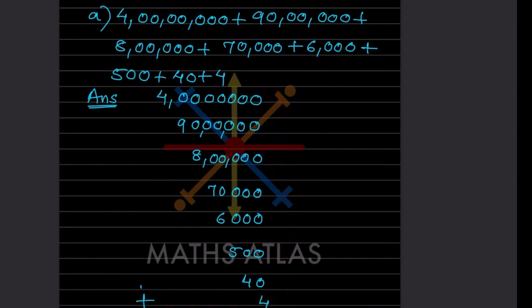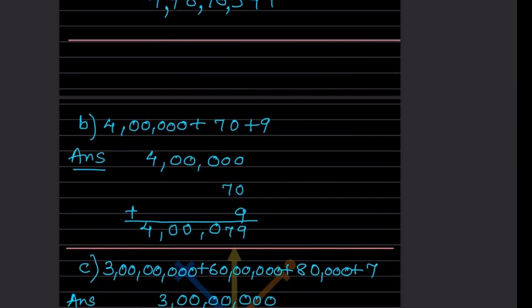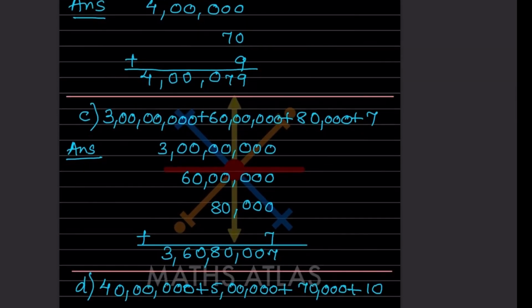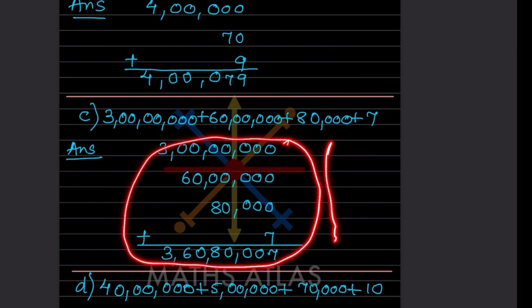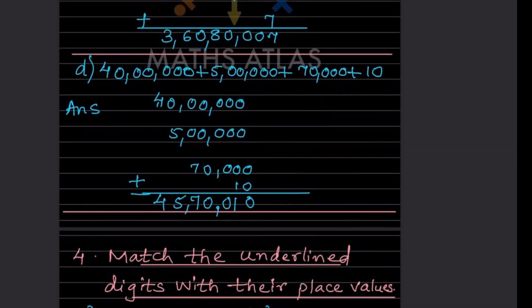Hope that is clear. Now look at the next row here. Again you write this over here, add vertically, and this is the answer for this one. For this one you don't need any explanation. Add vertically and you get the final answer over here. Same for this one.